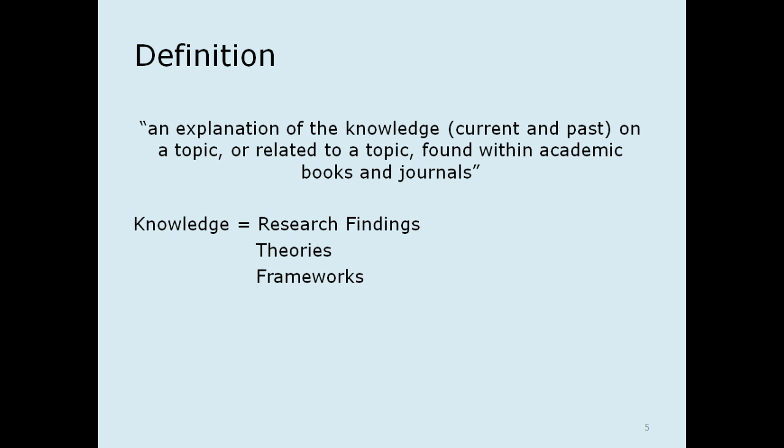A basic definition of a literature review is an explanation of knowledge, current and past, on a topic or related to a topic, found within academic books or journals. When we talk about knowledge, literature reviews are usually about research findings, research that people have done in the past, theories that people have put together on your topic, or frameworks or models that people have put together. So what we're trying to look at is the discussion on your topic in the textbooks and the journals.